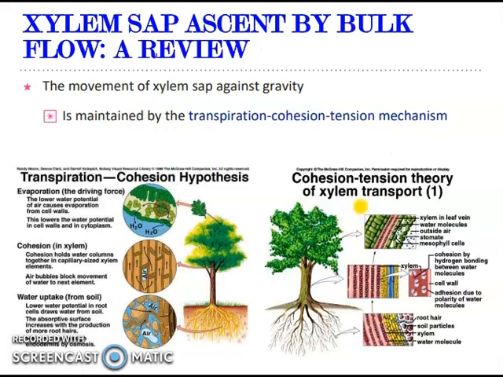Xylem sap ascent by bulk flow, a review. The movement of xylem sap against gravity is maintained by the transpiration-cohesion-tension mechanism. Transpiration lowers water potential in the leaf, and this generates negative pressure, or what we call tension, that pulls water up through the xylem. There is no energy cost to bulk flow of the xylem sap in plant tissue.